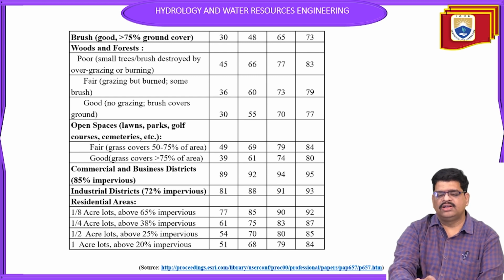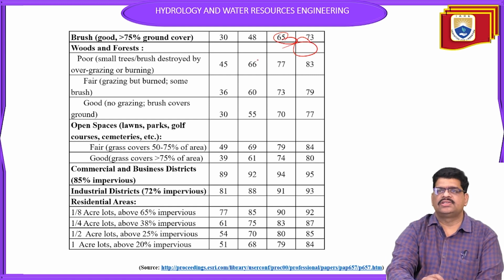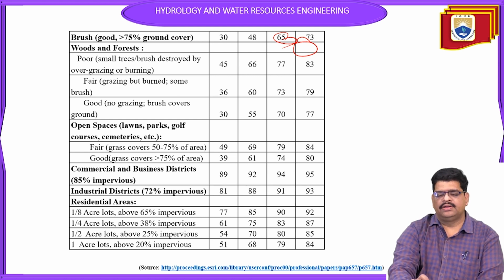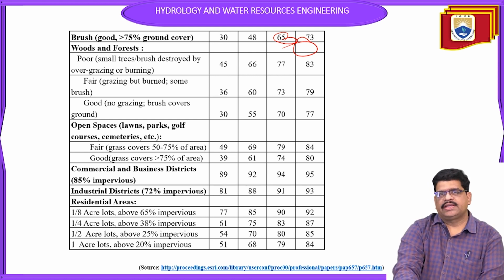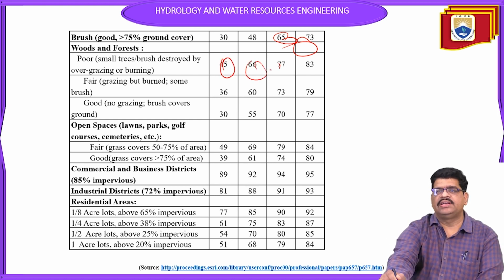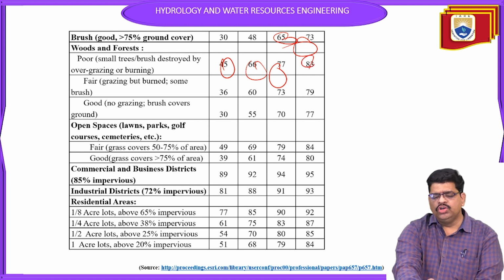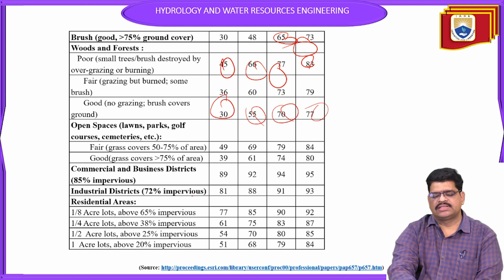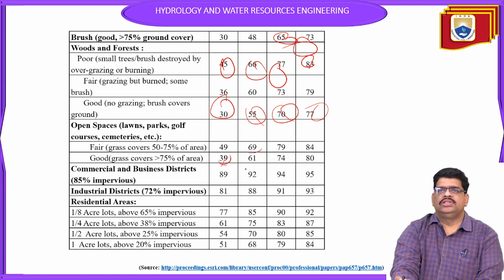Let us see, in the woods and forests we have taken 30 for A, 78 for B, 65 for C and 73 for D. And next, poor small trees and brush, we can calculate the curve number values. We will take the values of 45, 66, 77 and 83 also. Next, good grass or brush covers the soil. We will take it as 30, 35, 70, 77, like that. And also fair, 49, 39. So these are some of the given values.